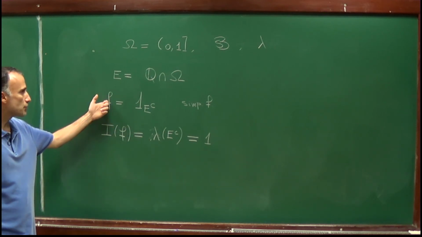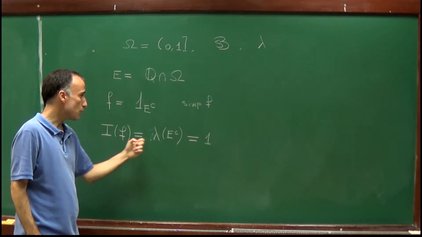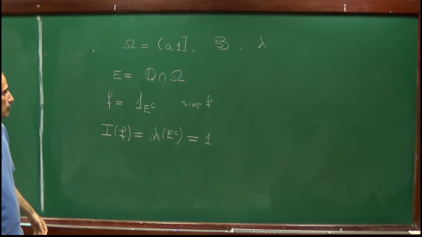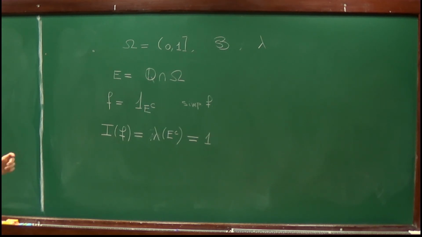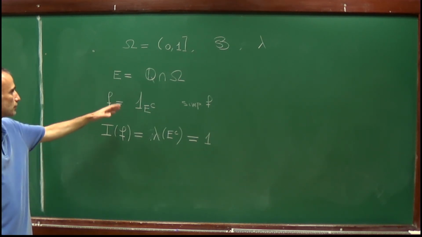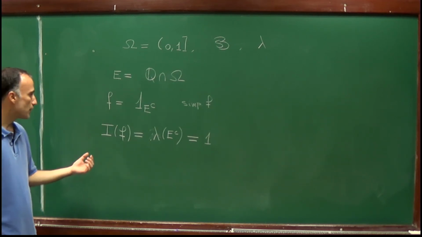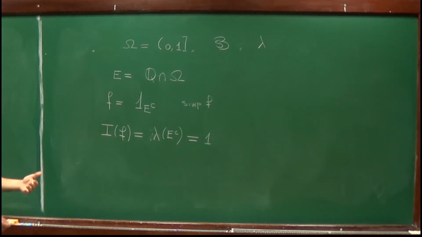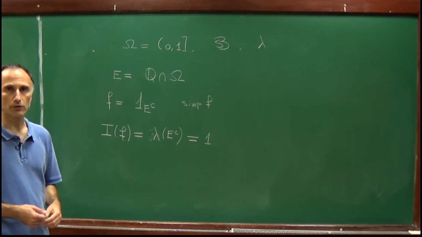So this function, which is measurable because it's simple, has a well-defined integral which is 1, but it doesn't have a Riemann integral because the oscillation of this function is always equal to 1 whatever interval you take. Therefore, you're not allowed to define its Riemann integral. So you see that the way we defined the integral already allows you at this point to define integrals of functions whose Riemann integrals are not well defined.